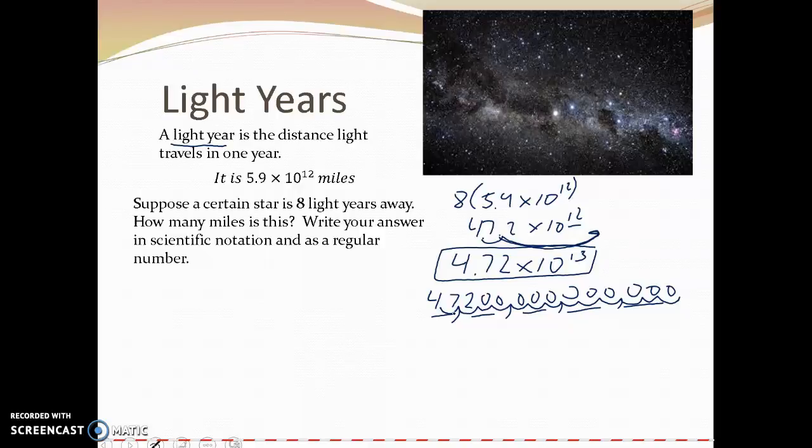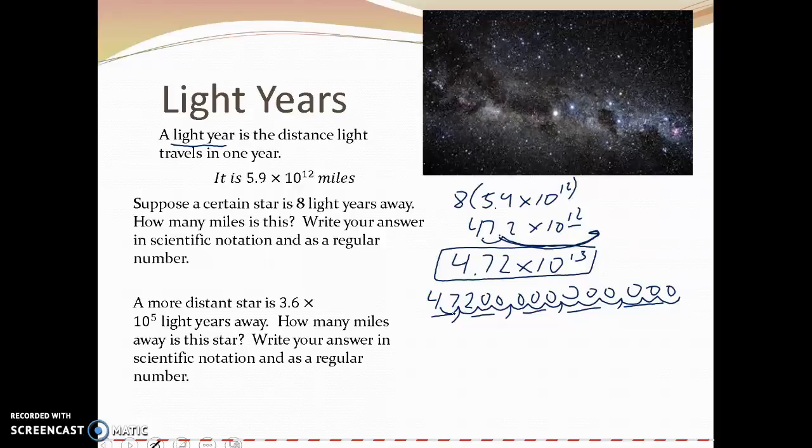And so we can extend this to a question that looks like this. Let's say that there's a more distant star that's 3.6 times 10 to the 5th light years away. Well, just like we multiplied the 8 times 5.9 times 10 to the 12th, here we're going to multiply 3.6 times 10 to the 5th times the 5.9 times 10 to the 12th. And so we have two numbers here that we're multiplying in scientific notation. And so that means we're going to start by taking the 3.6 times the 5.9, and 3.6 times 5.9 is 21.24.